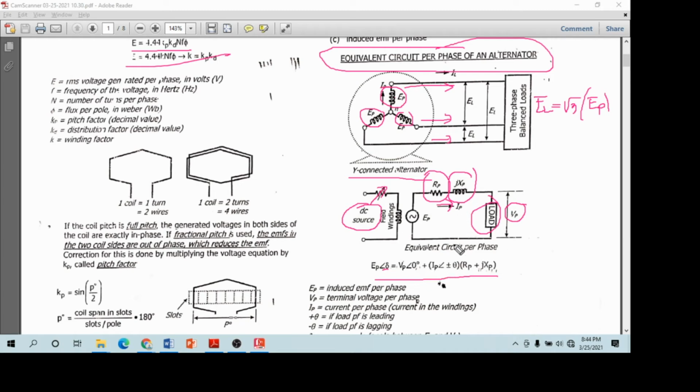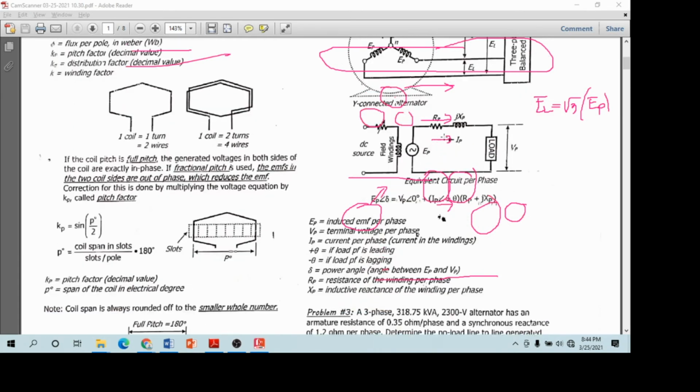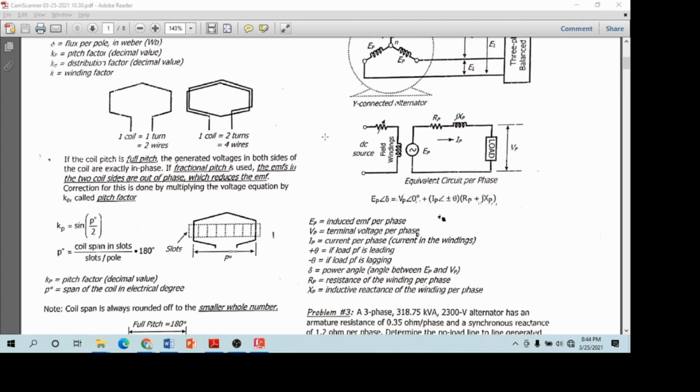Plus IP at an angle of plus or minus theta, multiplied by the impedance of the coil. Multiplied by the impedance of the coil. Okay, so this is our formula, no?